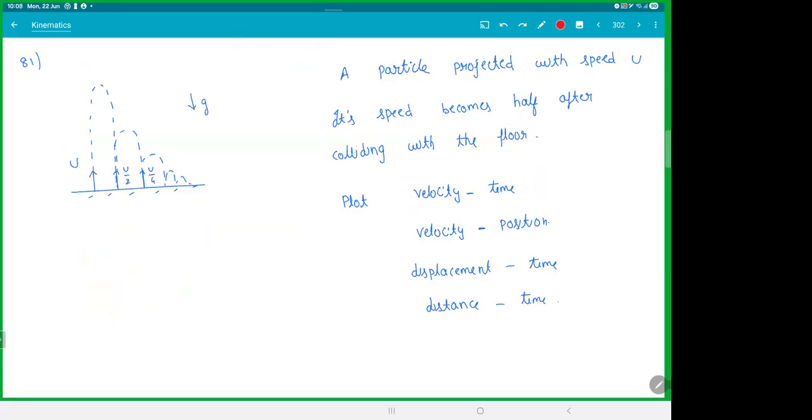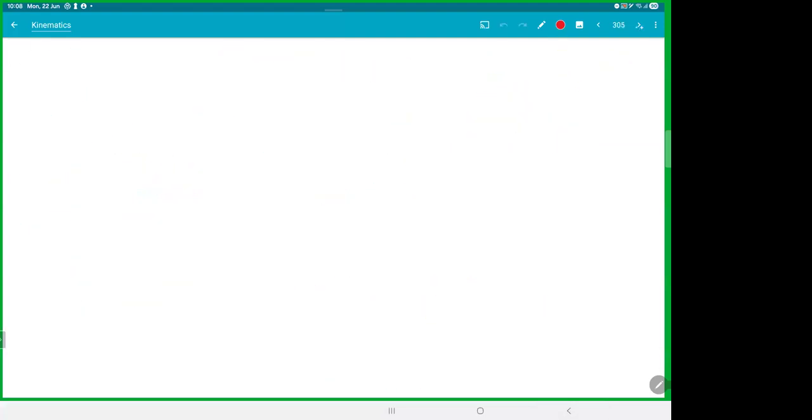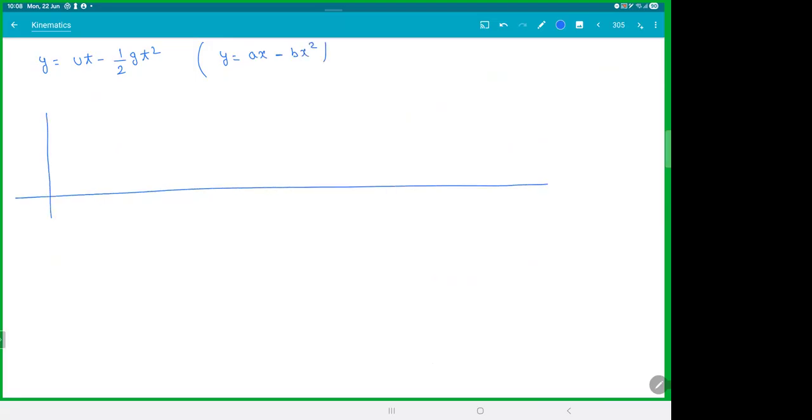If they ask you distance traveled, you have to find the displacement first. Again, going back to the equation, y is equal to ut minus half gt square. This looks like y is equal to ax minus bx square, your equation of trajectory. So this would be a little easy to draw. Initially your y coordinate is 0, you will increase to h max, then you again come back. It kind of looks like projectile motion, but it is not.